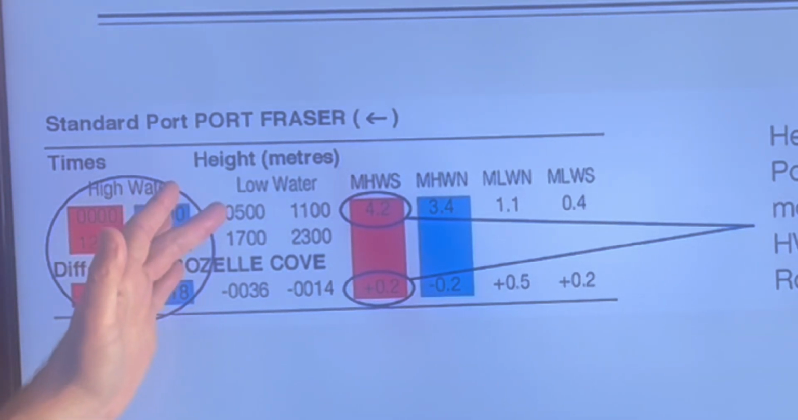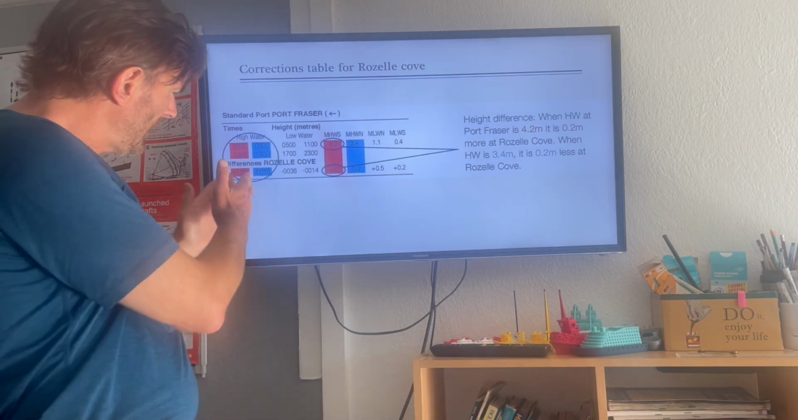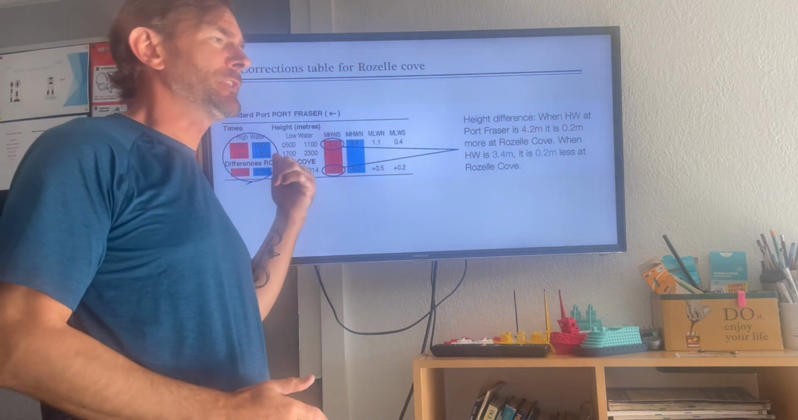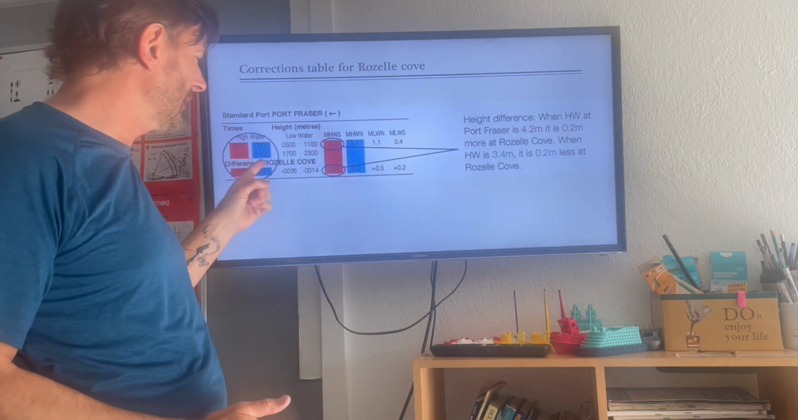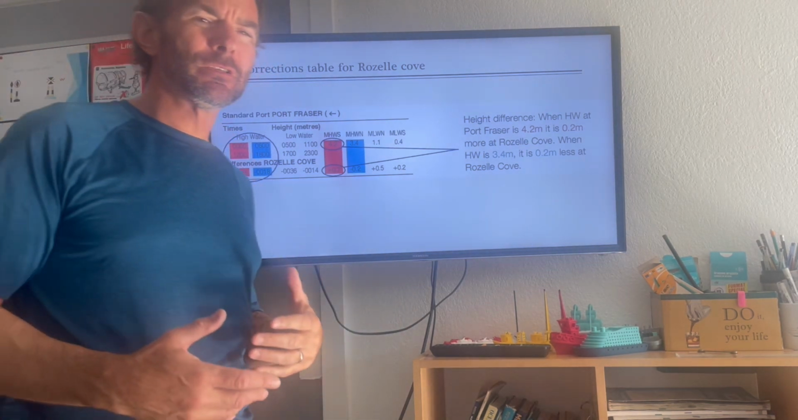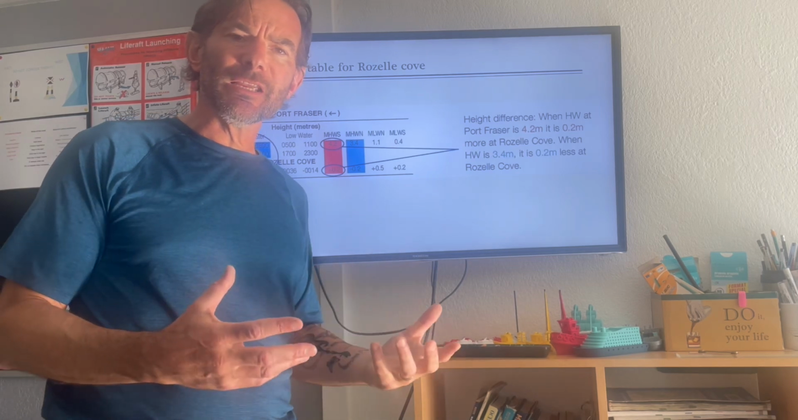And if it was 6 o'clock in the morning or 6 o'clock in the evening, then it would be 5:42 in the morning or 5:52 in the evening in the secondary port. So the complexity arises when the time of high water in the standard port is not exactly on one of these times. Why are they different? Well, that's to do with tidal theory and spring and neap tides there.